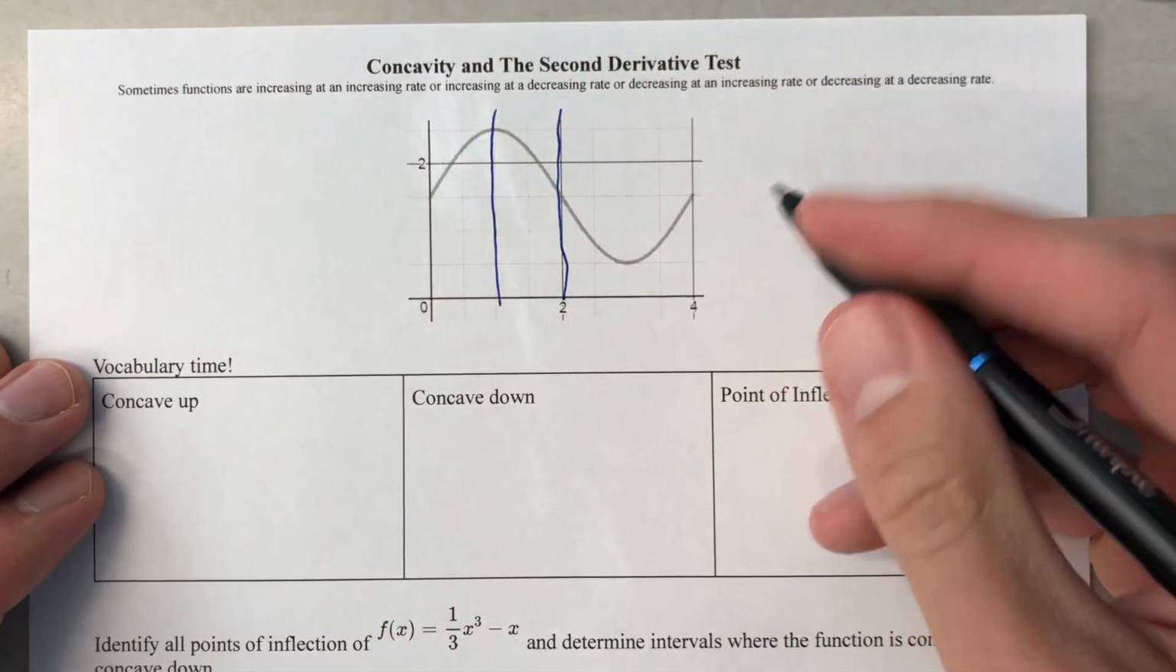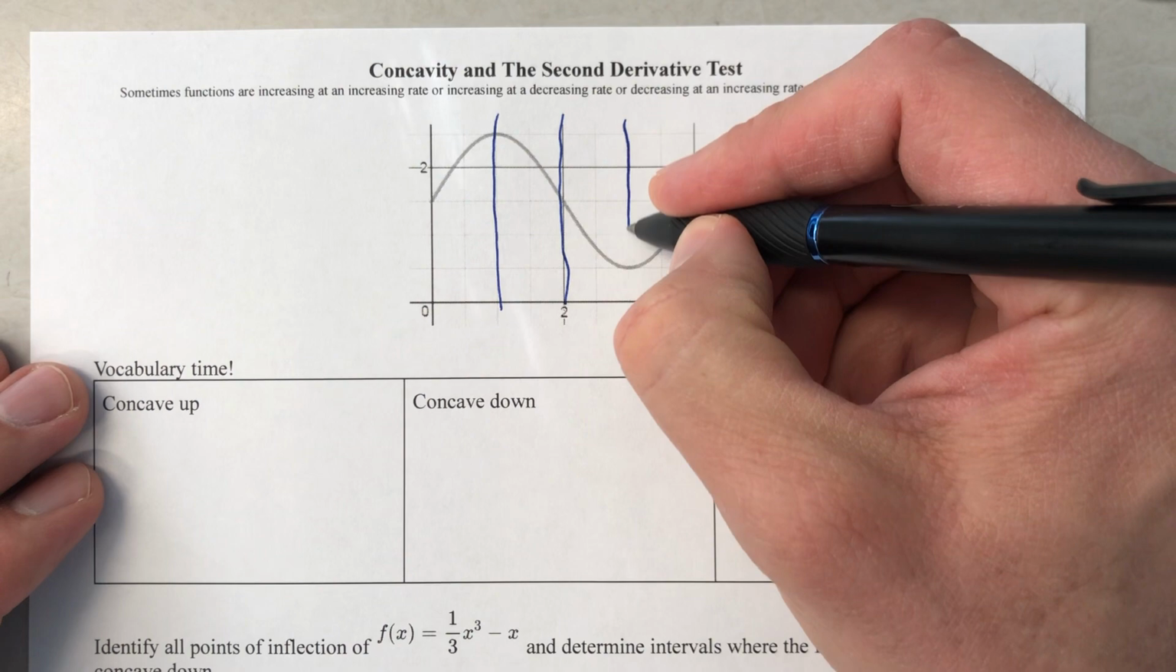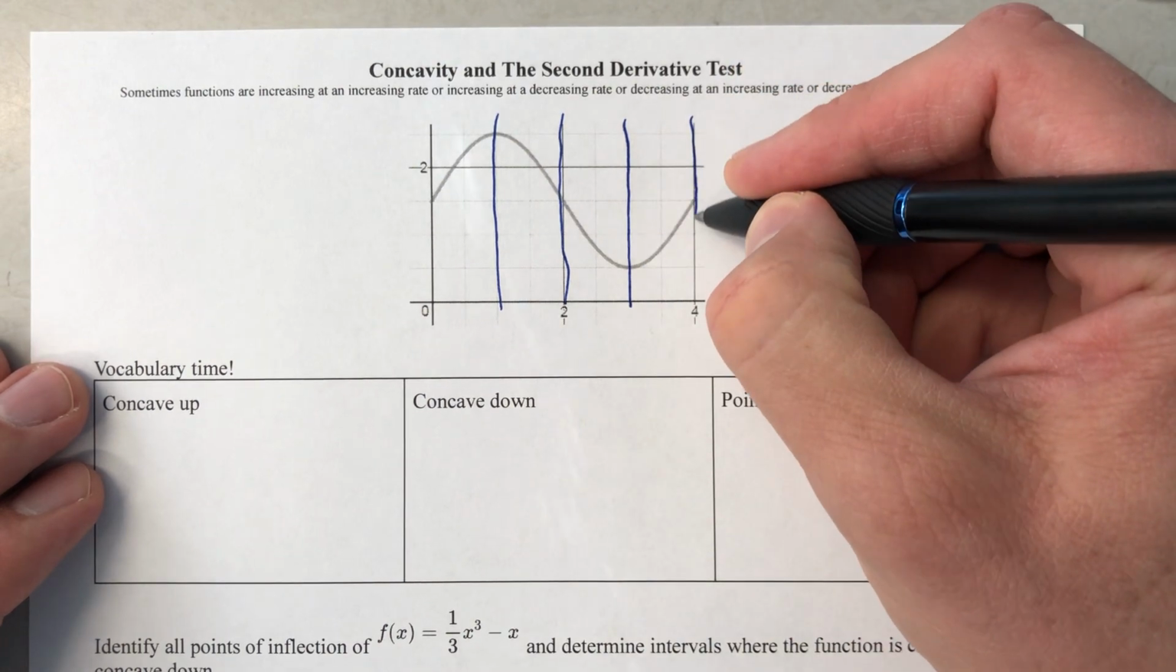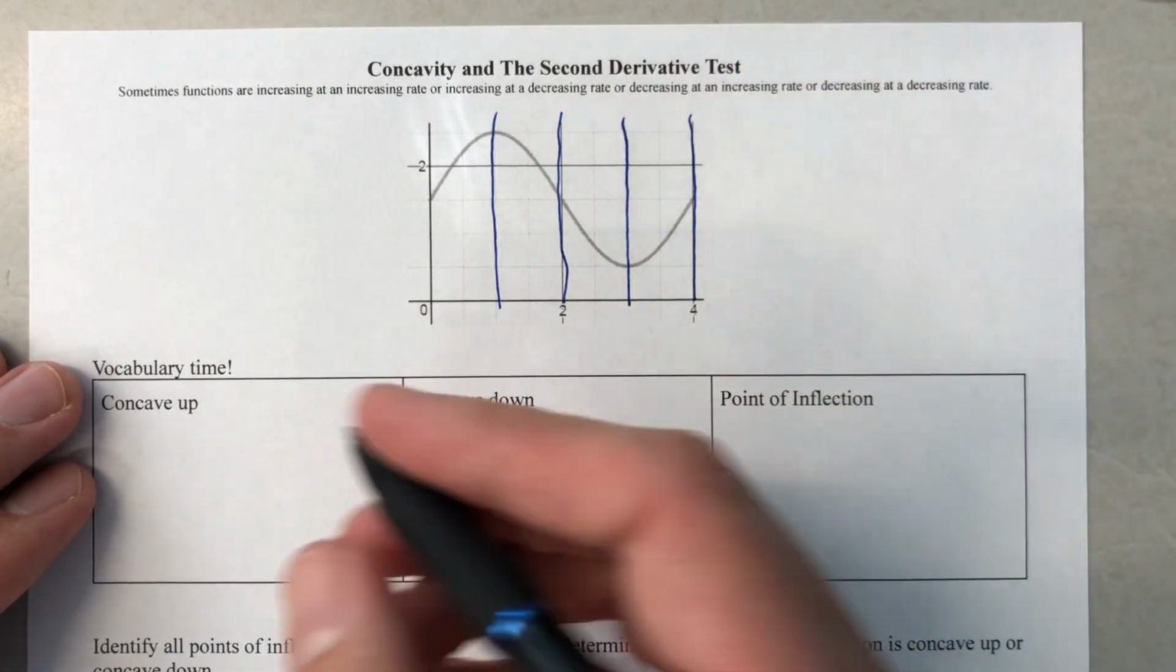I'm gonna mark them off there. Sorry, the line got crooked. I bumped into the stand that's holding my camera. I say camera, it's really my phone.